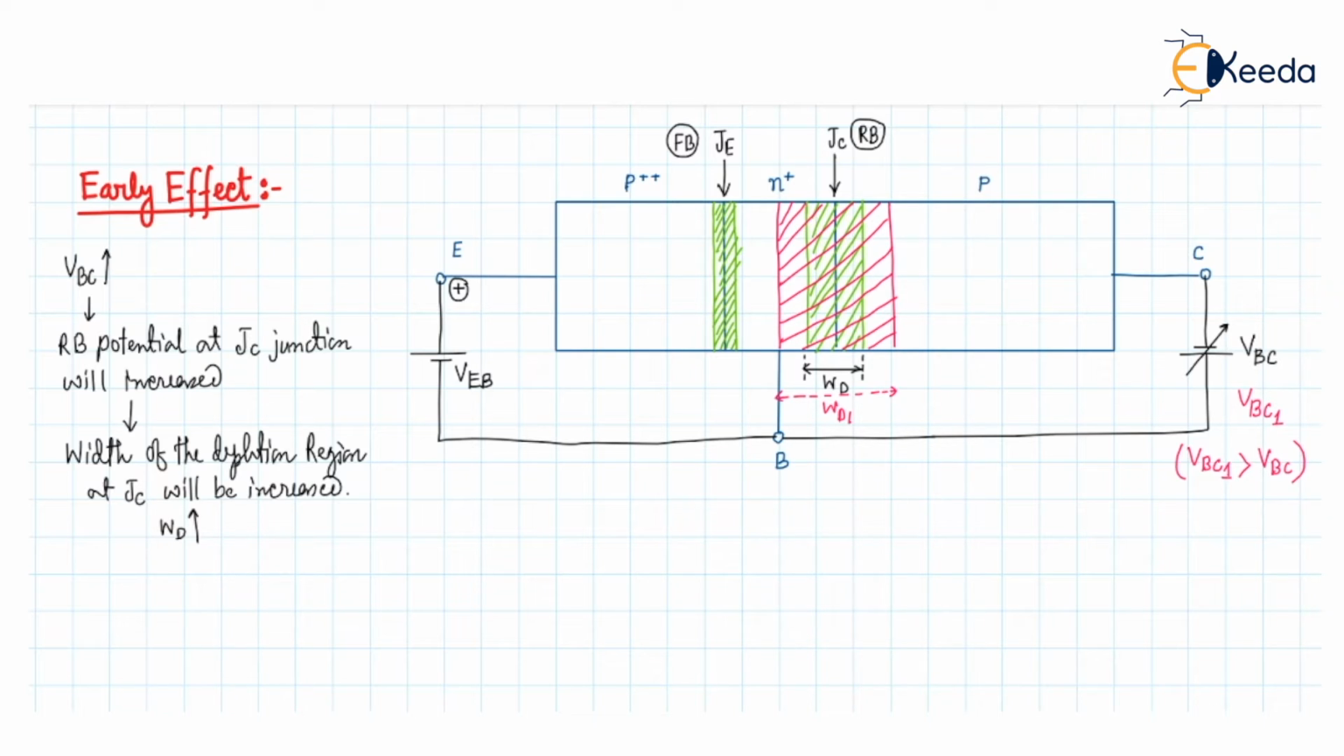So in this way we can see that when the potential was VBC, the effective base width was this one. This was the effective base width WB. Right now, when we have applied the potential VBC1, our depletion width has been increased to WD1, so the effective base width has been decreased. In this way, we can modulate the width of the base region by applying the VBC potential.